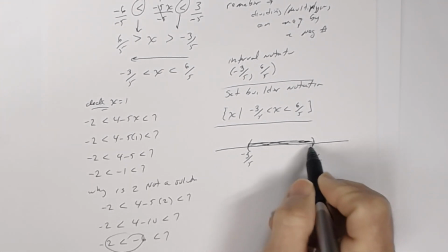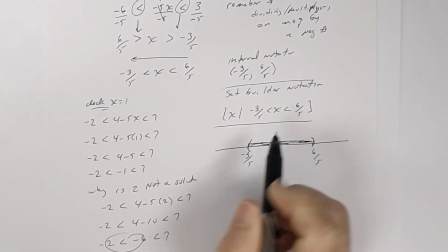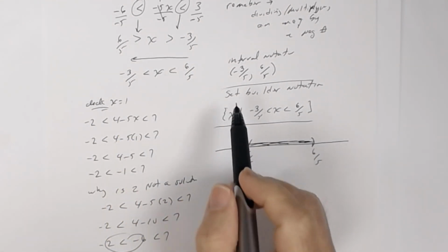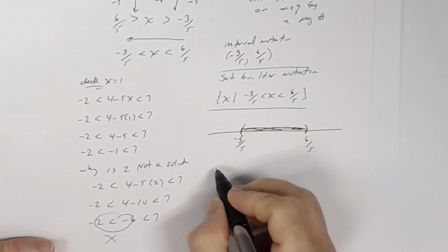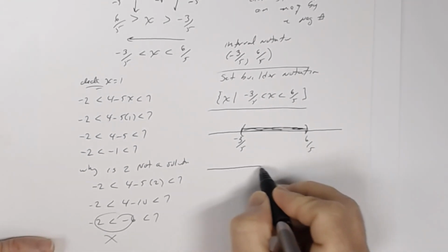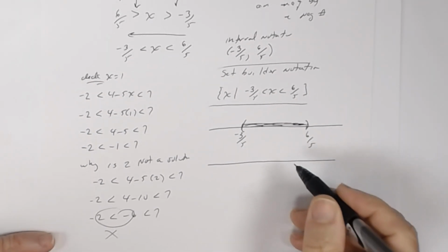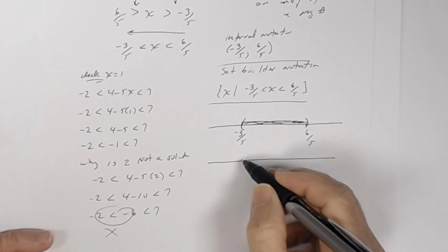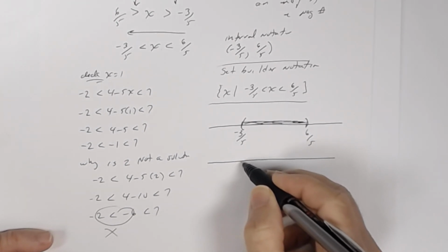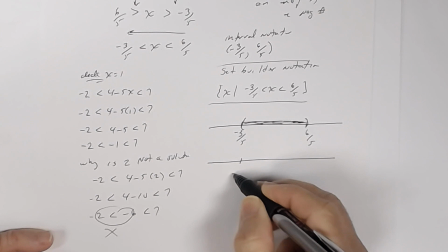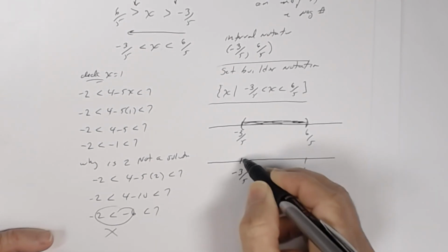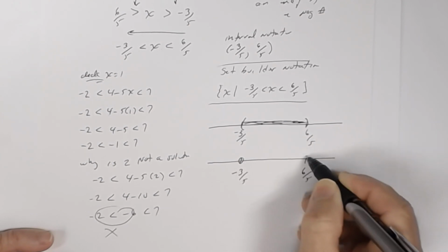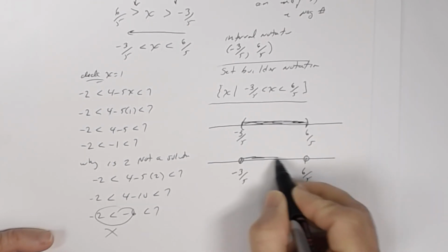So there are an infinite number of solutions between these two numbers that will make this compound statement a true statement. And then if you use open circles and closed circles, which some textbooks do and some parts of my math lab will, then again you do the same thing. Negative 3/5, 6/5, open, open, and then you shade in.